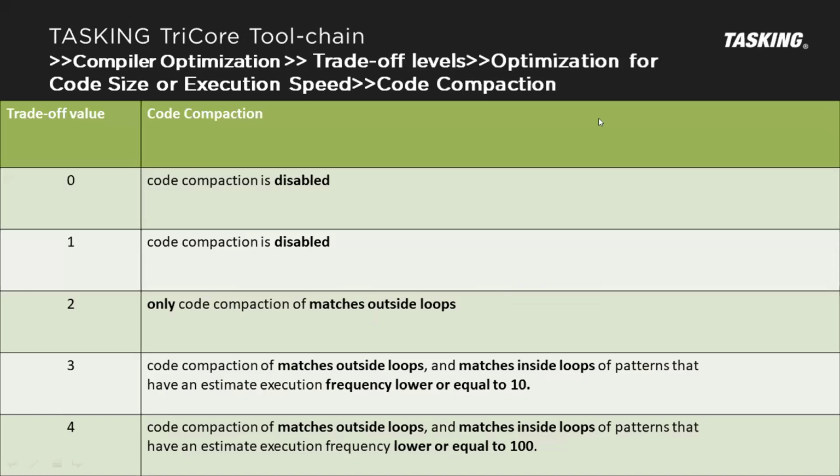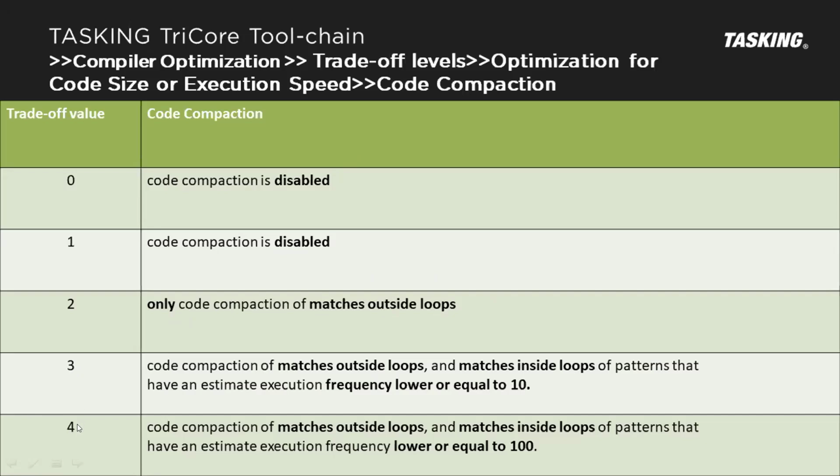All right, so as we agreed, for trade-off 0, code compaction is disabled because here I'm optimizing for speed, so I don't need any code compaction in this case. 1 is still the same. I'm optimizing for speed, that's why code compaction is disabled. For 2, it's only code compaction for the matches outside the loops. So inside the loops, I will not make any code compactions.